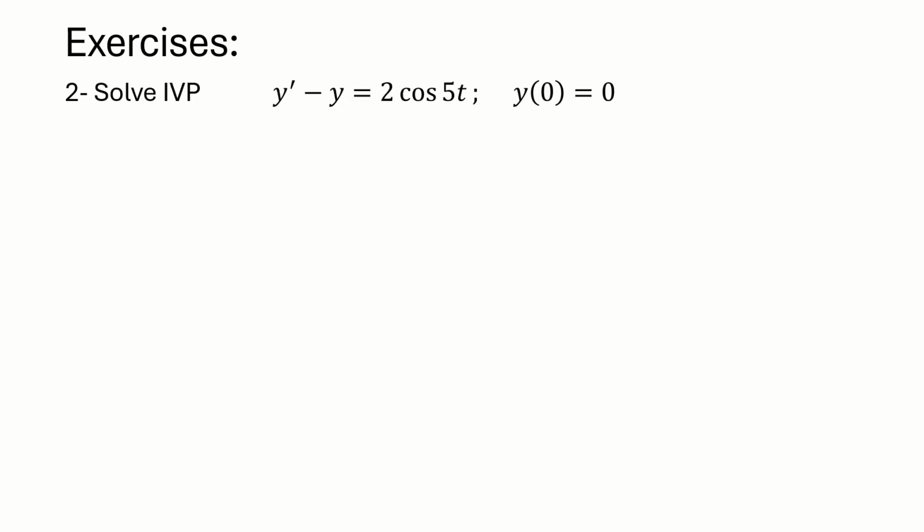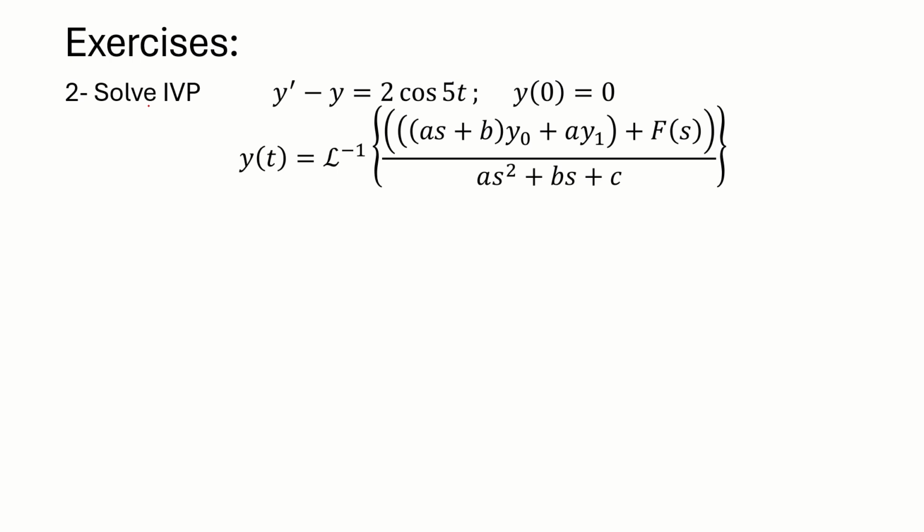Okay, let's do another example, which is non-homogeneous, again with a 0 condition. In this case, again, you can use the formula directly. This is the formula. I want to do it by this technique. If you compare this with the equation a y double dash plus b y dash plus c y is equal to f of t, with initial conditions y of 0 is equal to y0 and y dash of 0 is equal to y1.